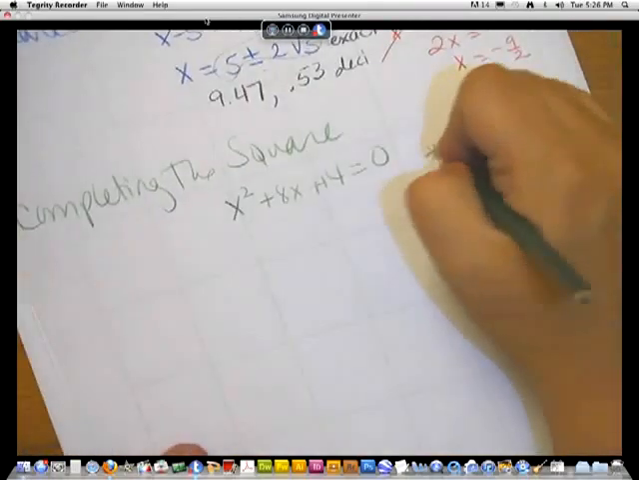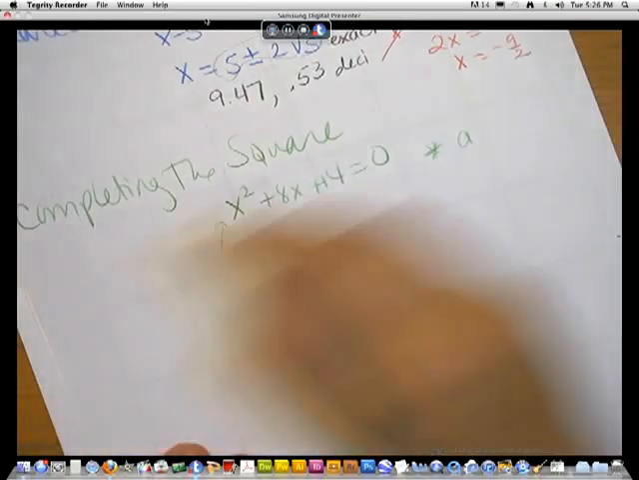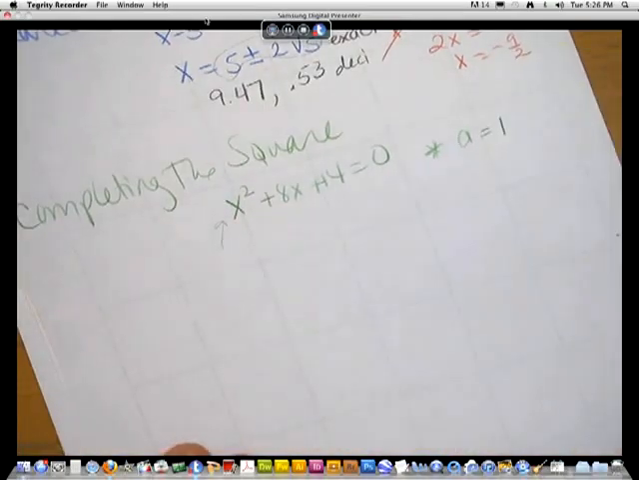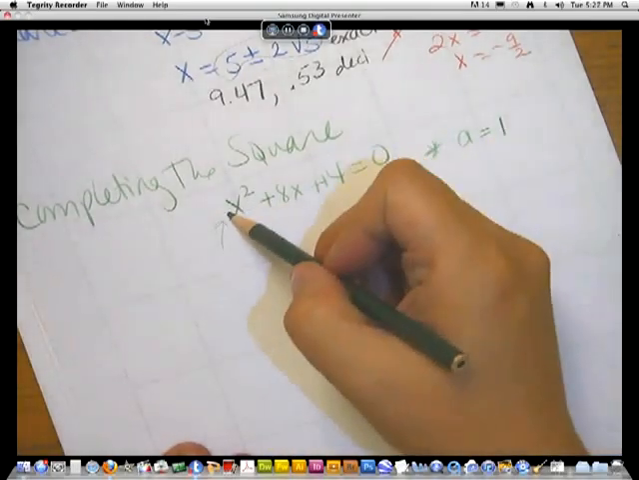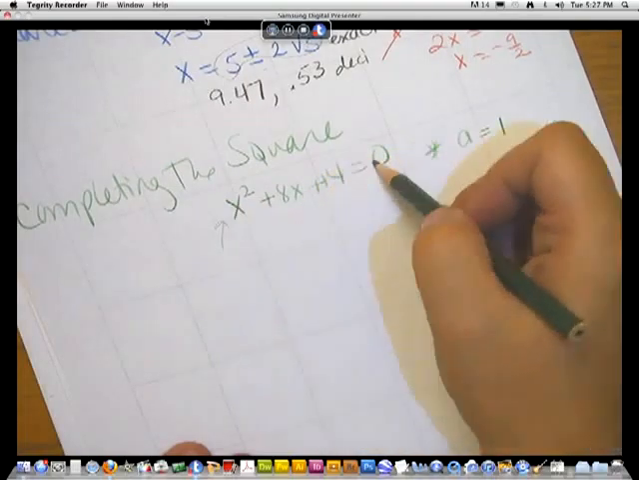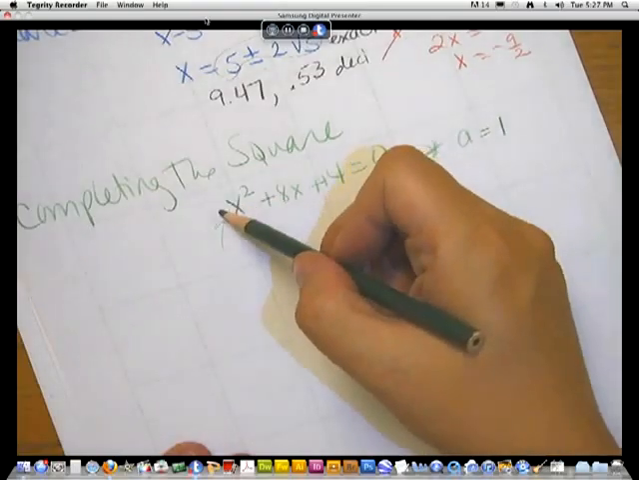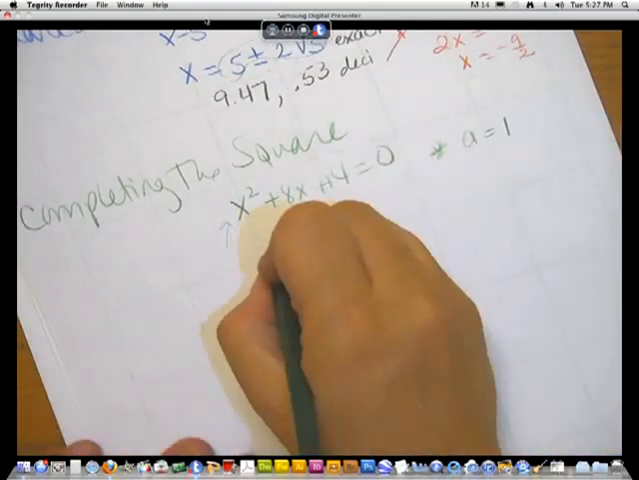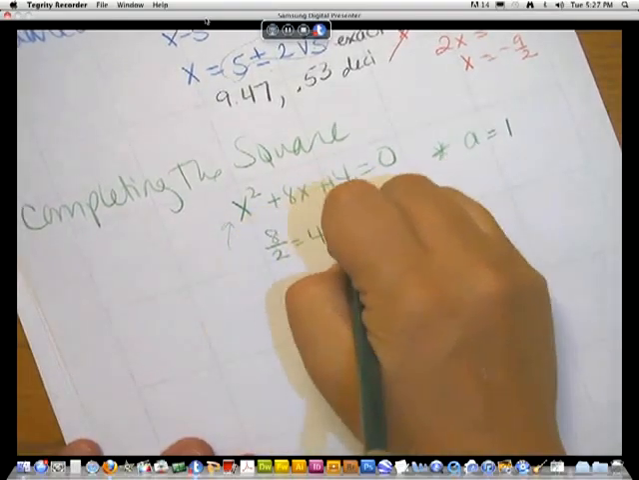What's key about that is that this A, the leading coefficient, must be 1, or else you have to divide everything by that. So if this was a 2, I'd have to divide everything by 2. If it was a 3, I'd divide everything by 3. But since it's a 1, dividing everything by 1 doesn't change anything, so that leading coefficient has to be a 1. Then what we do is we take our middle term, divide it by 2, square it.